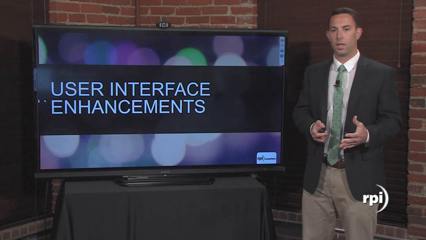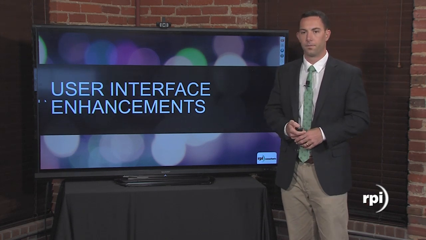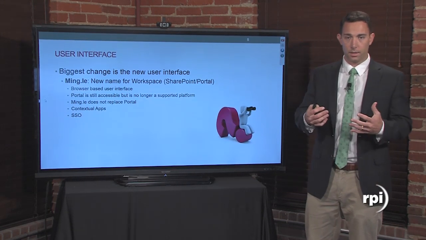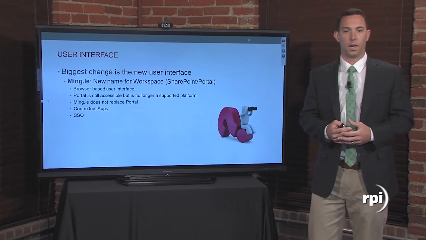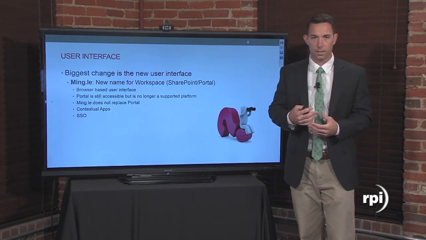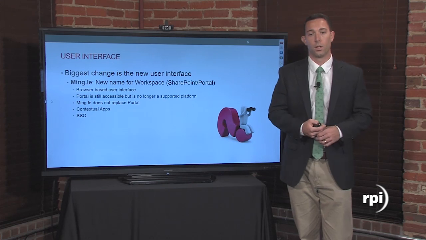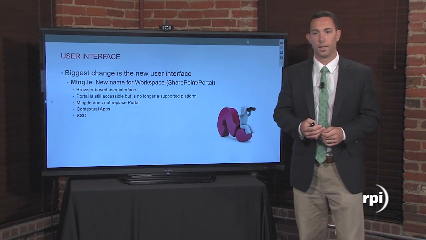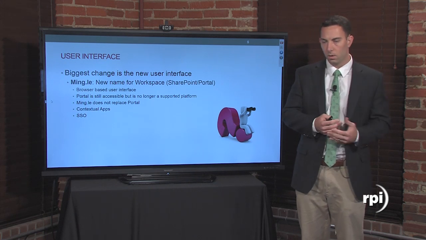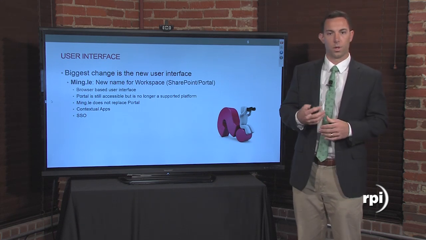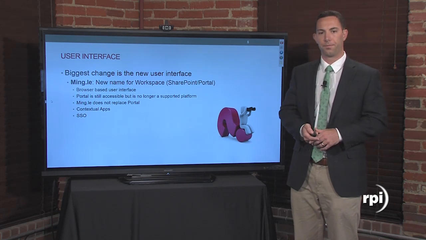All right, so first thing, let's talk a little bit about Ming.le, which is the new user interface enhancement. In my mind, Ming.le is the biggest change that the end user is going to see. It's the out-of-the-box standard default interface to access Lawson data. This is a little bit different than Portal, and in the next couple slides we're going to walk through what those differences are and make sure you're comfortable with this new look and feel, and answer any questions you have along the way.